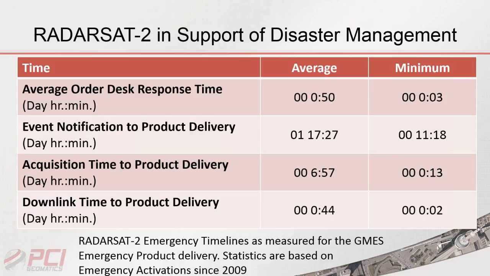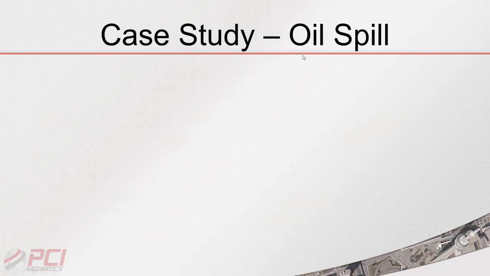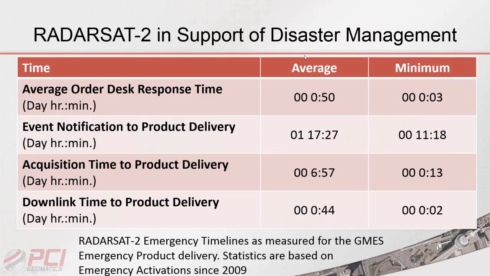I think the interesting ones to point out are maybe the second one from the bottom, our acquisition time to product delivery. So from the time we acquire the imagery to the time that the product is delivered to the end customer is measured in hours, and in this case it's averaging out at just under 7 hours. But as you can see, these things can get turned around very quickly and can be delivered in as little as 13 minutes, which is our minimum in that case. So I think this really shows the ability for MDA to deliver in these disaster management scenarios.